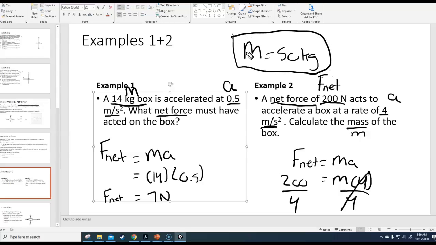So those are just two very, very basic examples with Newton's second law. Remember, Newton's second law is F net equals ma. That is the only one of Newton's three laws that has an equation with it. In the next video, we're going to go more in depth with calculations with Newton's second law. That's probably the hardest part of this unit. So just be ready for that.